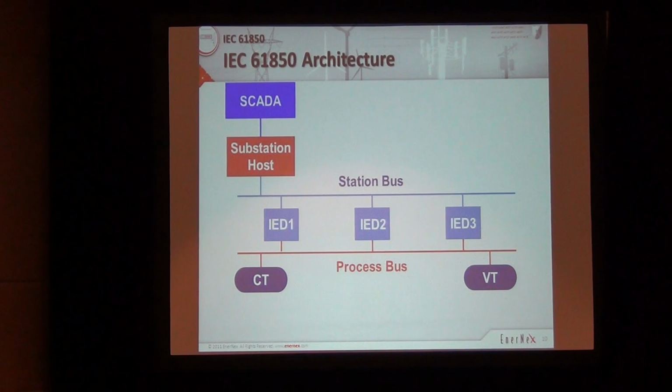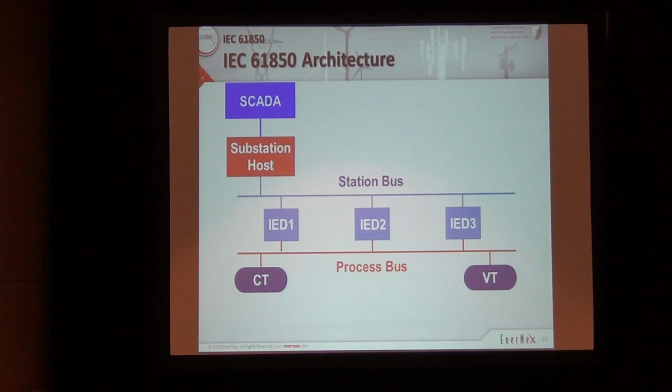We have two buses in a fully deployed 61850 substation. Generally, right now in North America, we're talking station bus only, where the traditional data and the non-operational data will be conveyed. And then we have the intelligent electronic devices between those. And then we have a process bus.